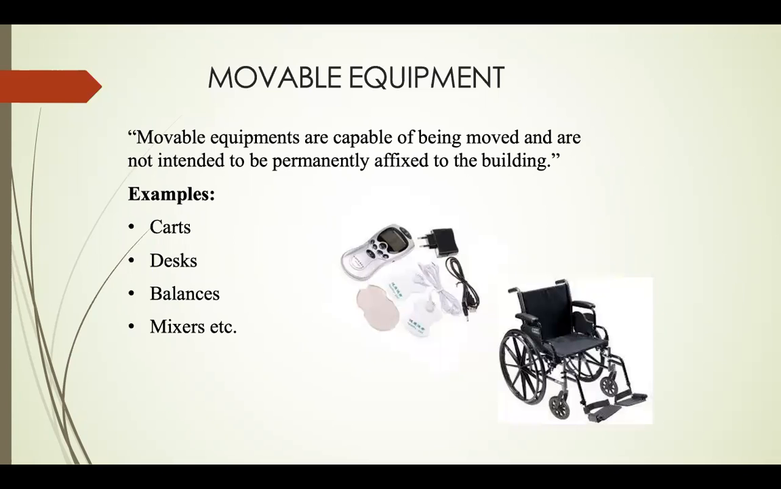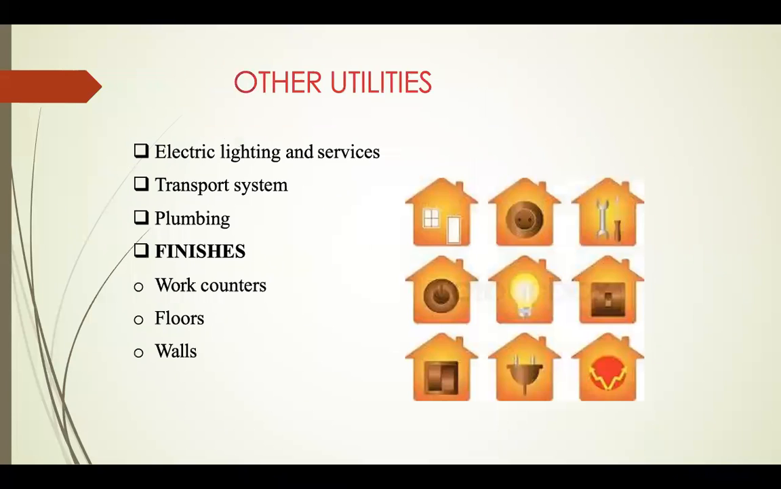Now, movable equipment is capable of being moved and is not intended to be permanently fixed to the building. Examples: carts, desks, balances, mixers. These are movable equipment. Other items: utilities, electric lighting and services, transport system, plumbing, finishes, work counters, floors, walls.